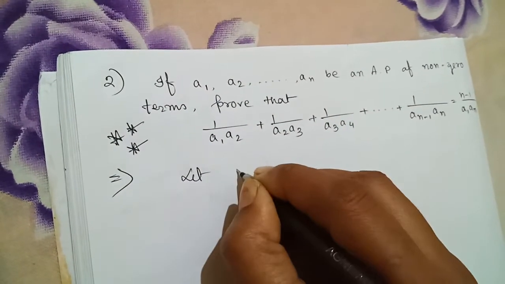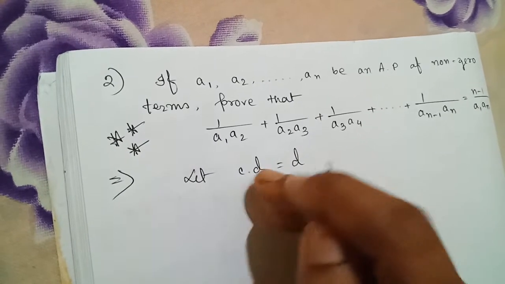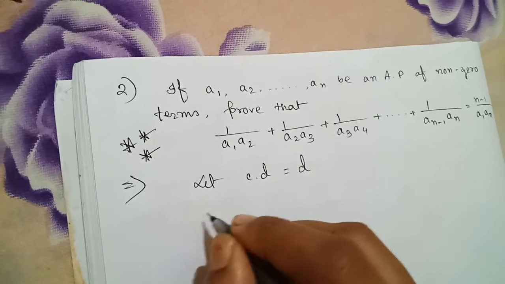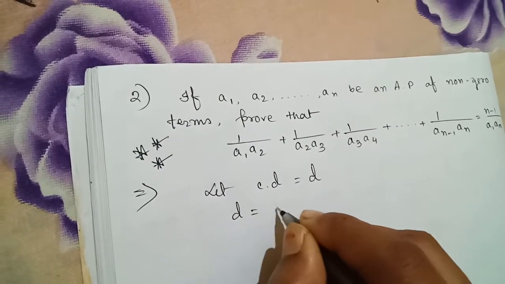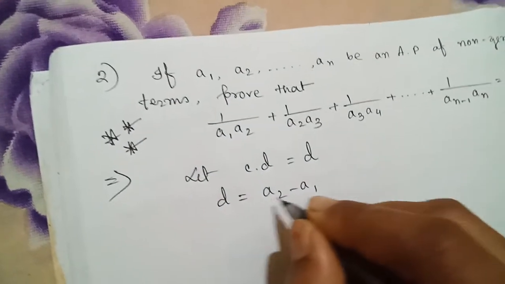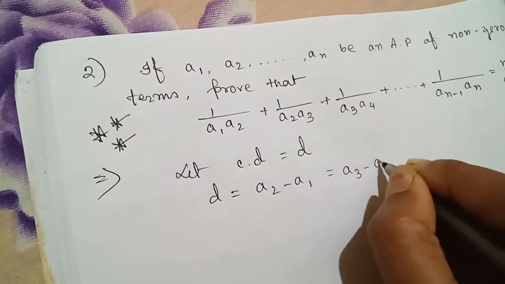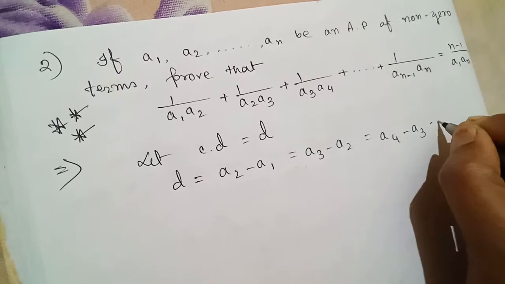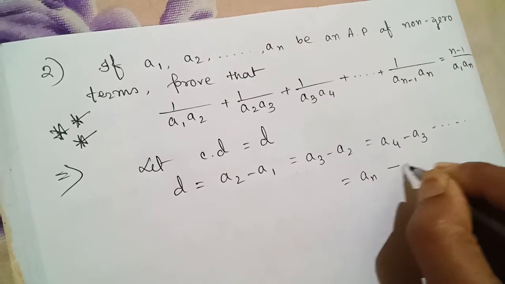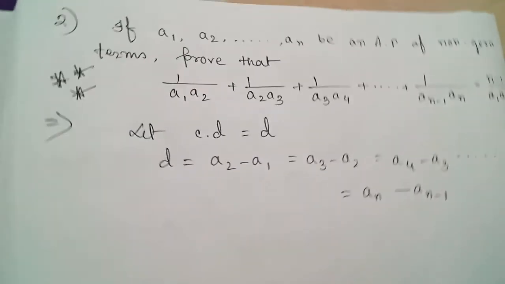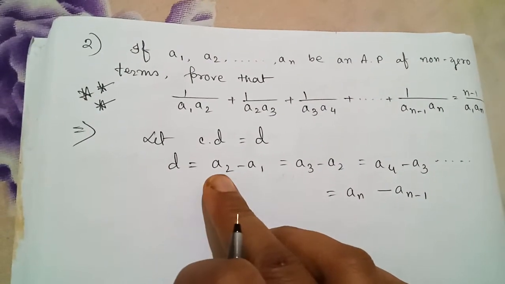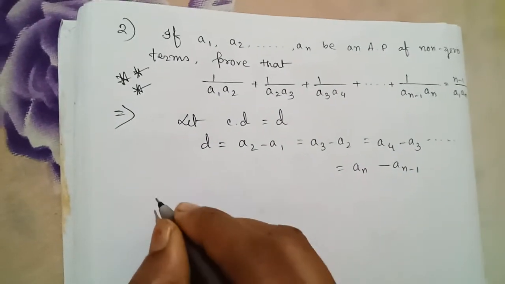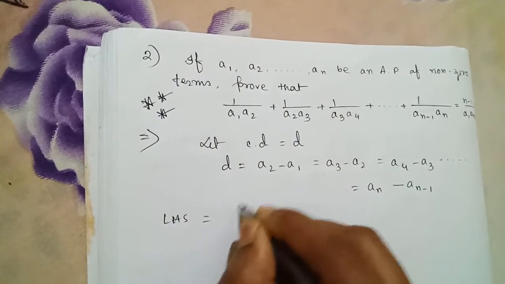So let the common difference equal d. As the common difference d, that means d is a2 minus a1, d equals a3 minus a2, d equals a4 minus a3, and so on up to an minus an minus 1, right? Because d is the difference between the next term minus the previous term. Okay, so the left hand side's calculation equals this one.